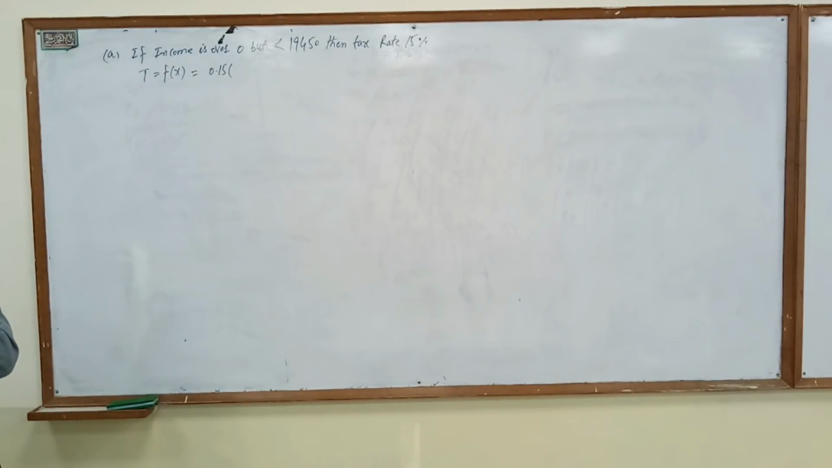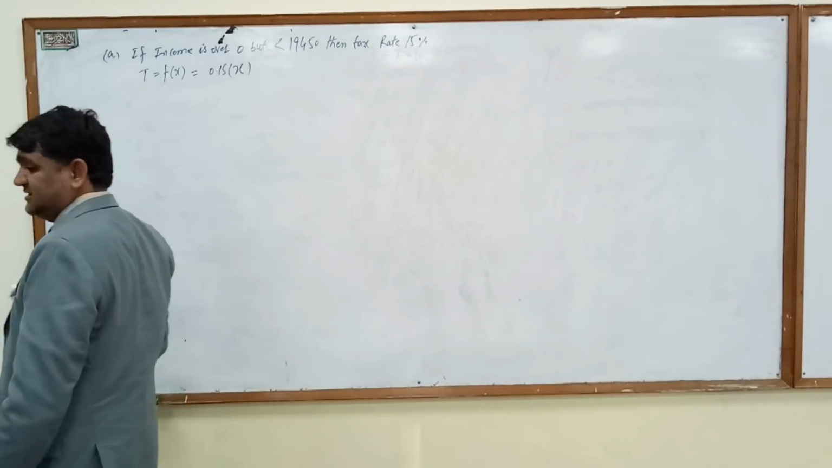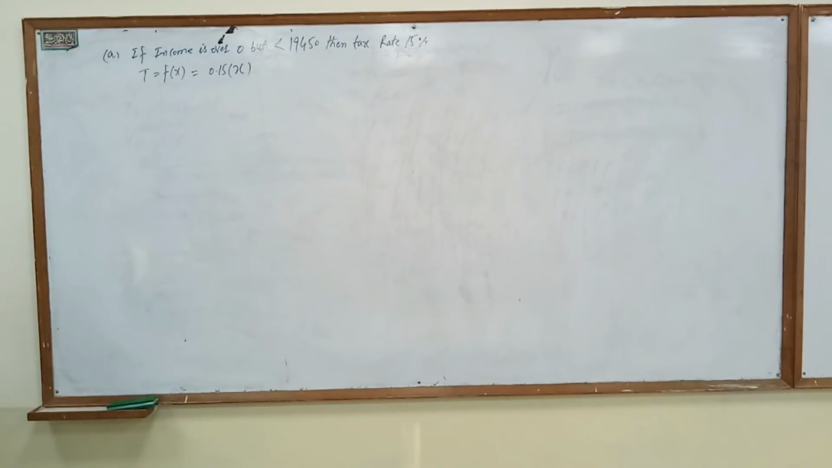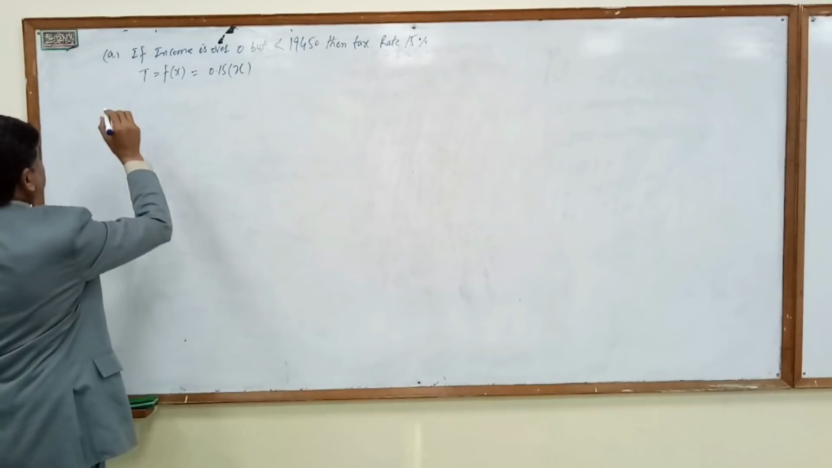0.15 into how much? What is the name of variable? X. That is X. So 0.15 into X. We replace the variable with the tax rate. That is part A. What is part B?